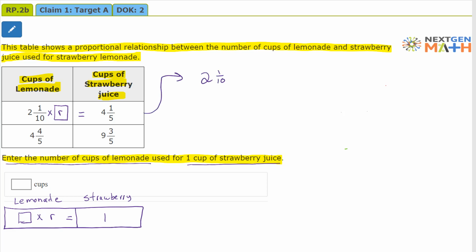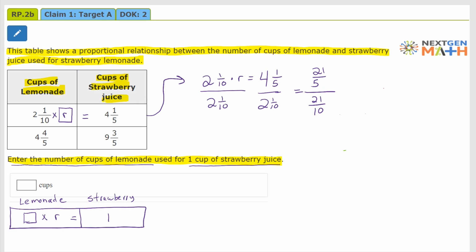2 1/10 multiplied by R equals 4 1/5. So we divide each side by 2 1/10. So we're going to write equivalent expressions here. 4 1/5 can become 21 over 5, and 2 1/10 is the same thing as 21 over 10. And so the way the problem reads, you have 21/5 divided by 21/10. We also know that that's the same thing as multiplying by the reciprocal. We can cross cancel to help simplify. And so our answer is R is equal to 2.